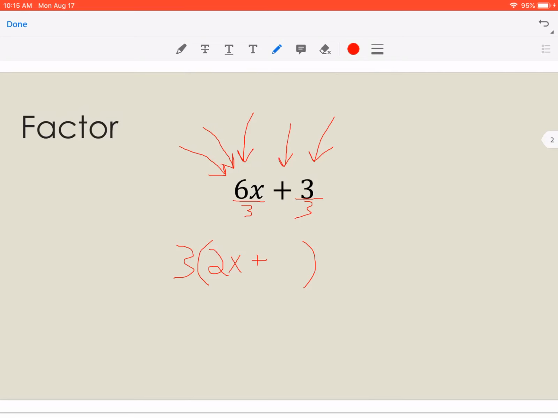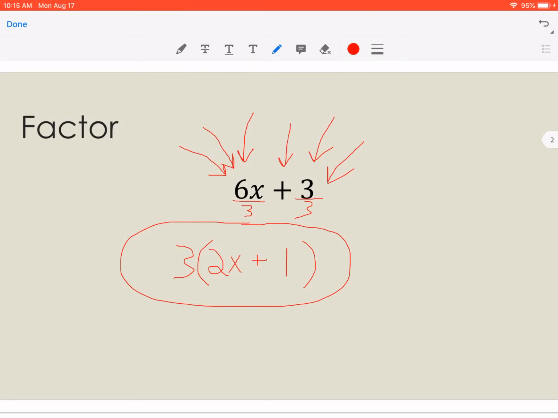Now, be careful with this one. Yes, you are taking out a 3, but you can't just leave it blank. What you're really doing is saying, what is 3 divided by 3, which is 1. So this is the factored answer to 6x plus 3.